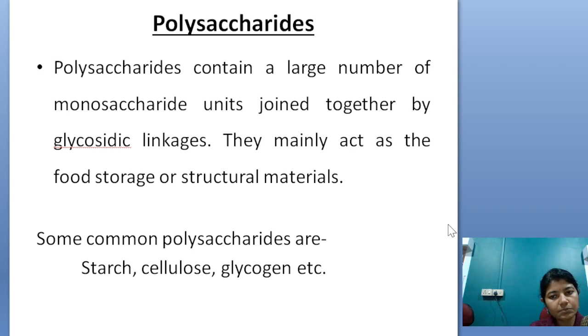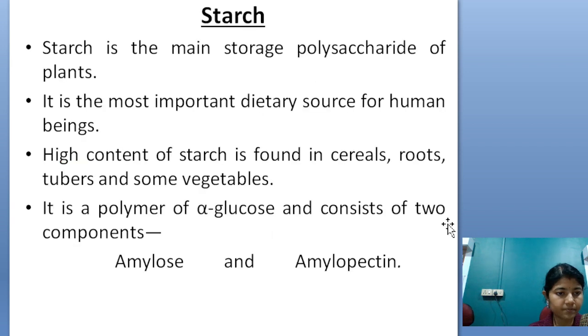So, polysaccharide molecules are large carbohydrate molecules. They are complex ones. They mainly act as food storage or structural material, for example, starch, cellulose, glycogen, etc. So let us start with the starch molecule. Starch is the main storage polysaccharide of plants. It is the most important dietary source for human beings.